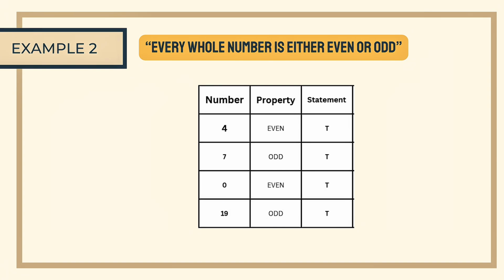Example 2. Every whole number is either even or odd. For example, 4, 7, 0, and 19. 4 is divisible by 2, so even part true. 7 is not divisible by 2, so odd part true. 0 is divisible by 2, so even part true. 19 is not divisible by 2, so odd part true. With all results true, that means this is an example of tautology.